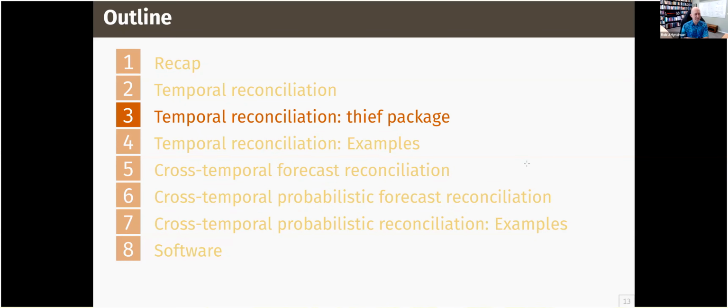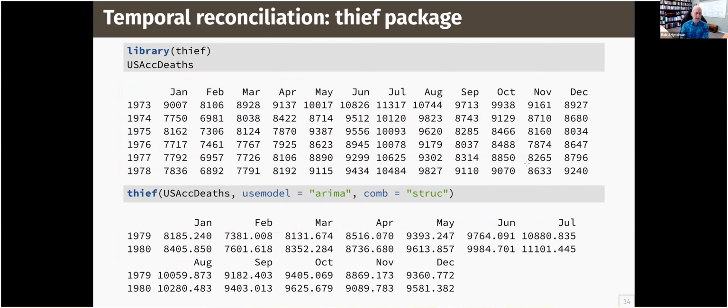I'm going to use the thief package to show you this. The thief package is an R package. Thief stands for Temporal Hierarchical Forecasting. And I'm just going to do a very simple monthly example. So this is accidental deaths in the US during the 1970s. It's a series of 6 years of monthly data. And in the thief package, I can just pass that time series to the thief function. I can say use ARIMA models, and then the third argument is how I want to combine them. So I'm going to use the structural reconciliation approach. And it comes back with some forecasts. And that's it. It's actually gone away and done all of the temporal reconciliations.